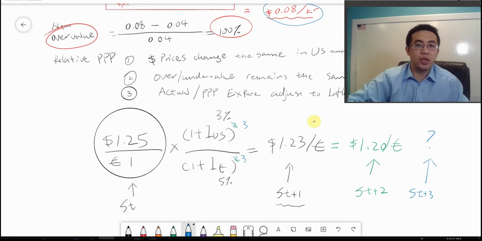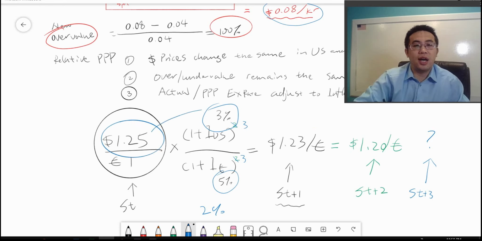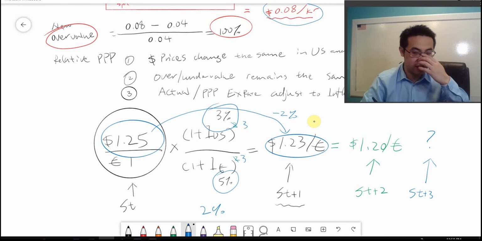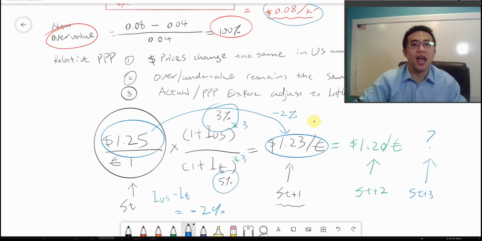So the inflation difference between the US and the euro here is 2%. And when the exchange rate changes from 1.25 to 1.23, that's a negative 2% change. Well, if you really want to know the sign of the 2%, you should know it's the home inflation minus the foreign inflation. It should be negative 2%. And that basically means the euro will depreciate by 2% every year.